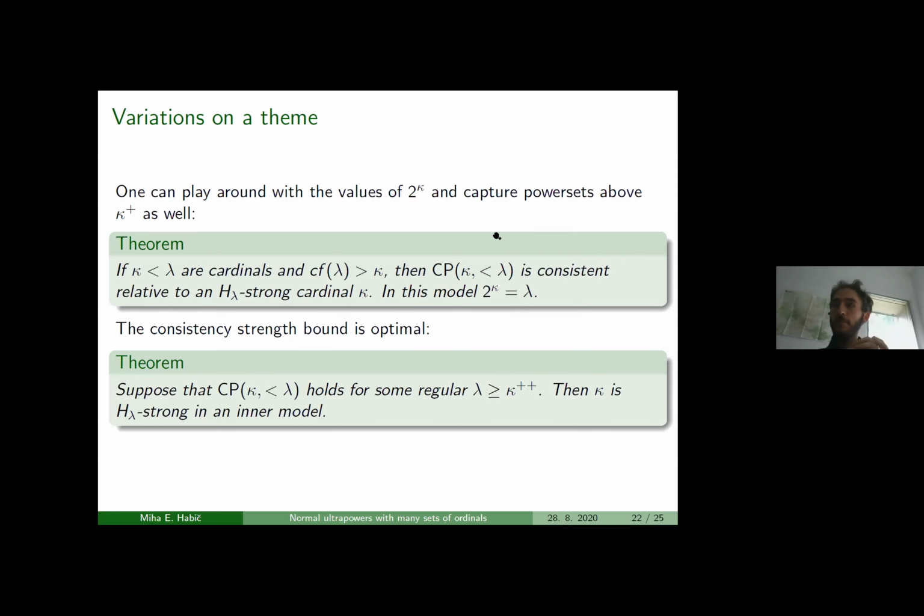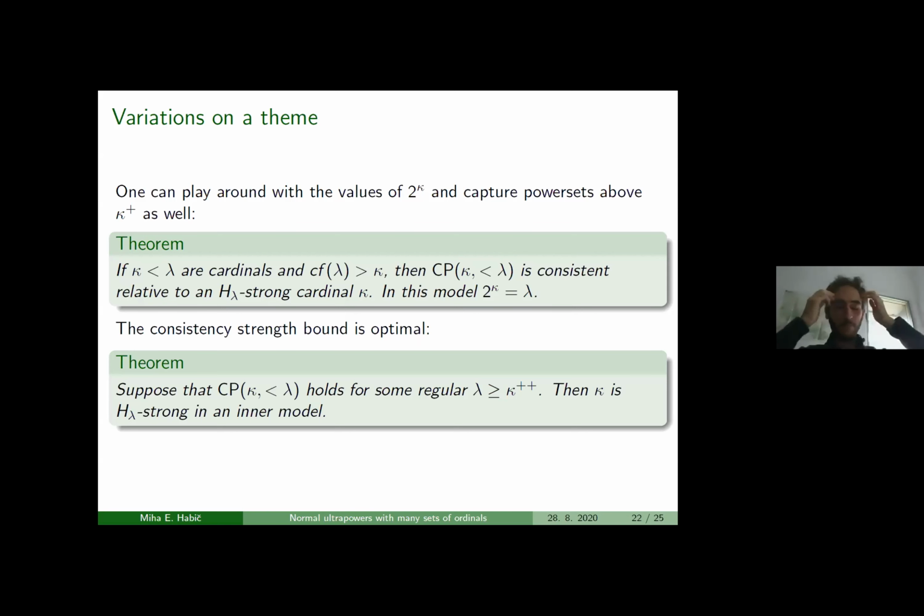Yes. Does this forcing preserve cardinals less than lambda? Does this forcing preserve cardinals? Probably. I'm just asking because that would make the theorem more interesting. I think it does. I think so.